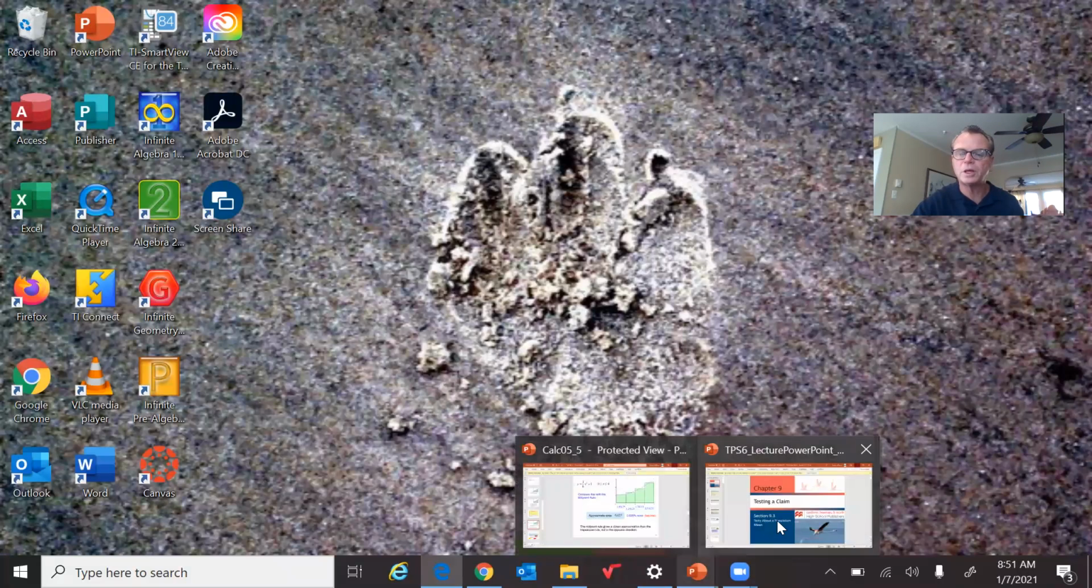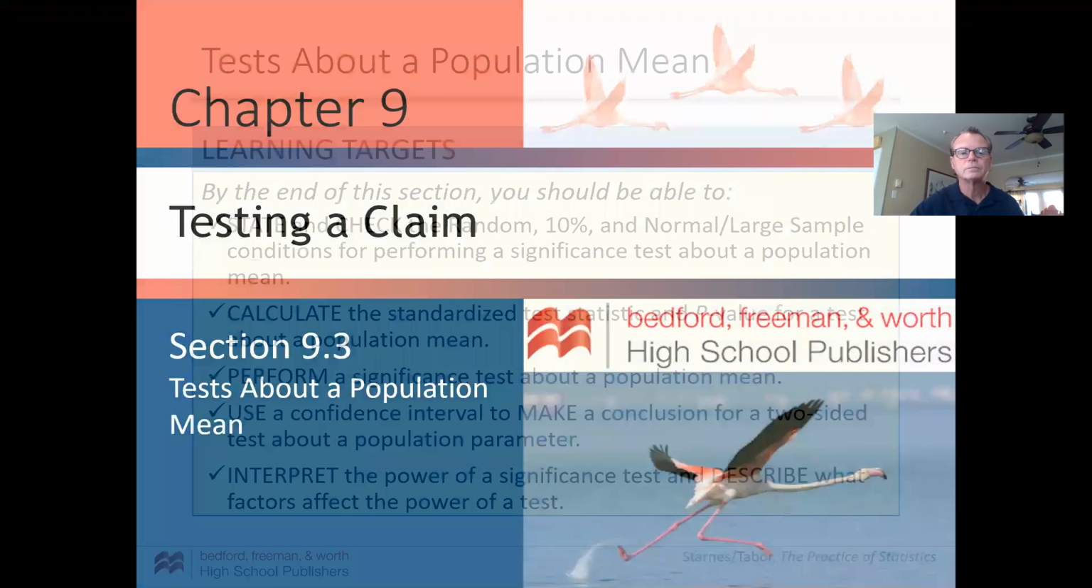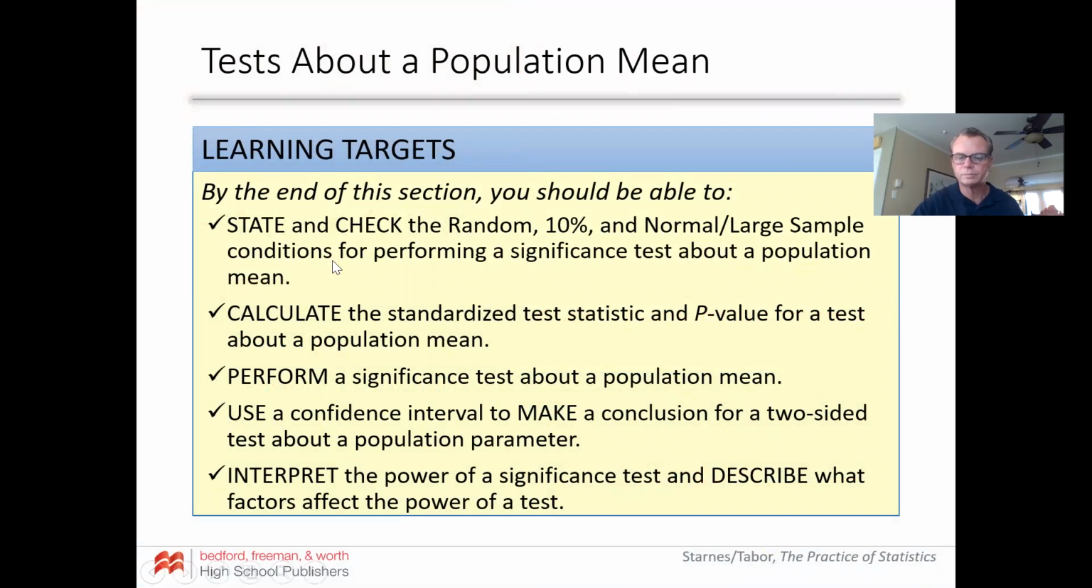Okay, so we're going to begin with the PowerPoint. First one, the conditions. Second one, calculate the test statistic. Now, we're talking about a mean. So the test statistic will be the t-value, not the z-score, the t-score. The p-value is the probability of getting that t-score you got or more extreme by chance alone, meaning by sampling variability, had the null been true.